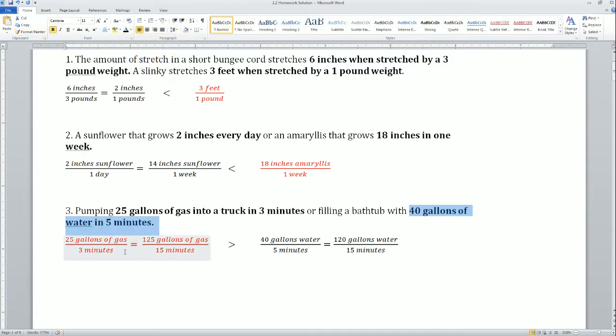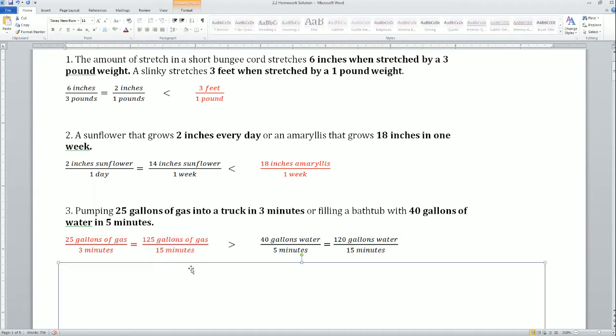Here, 25 gallons of gas in 3 minutes, and the other one was 40 gallons of water in 5 minutes. You're looking for something called the least common multiple of 3 and 5, which is 15. So I had to multiply this by 5. That's how I got 125 gallons of gas over 15 minutes. The other one, multiplied by 3, 40 times 3 is 120 gallons of water over 15 minutes. Once it's over 15 minutes, I can then compare it. I saw that 125 gallons of gas is much greater.